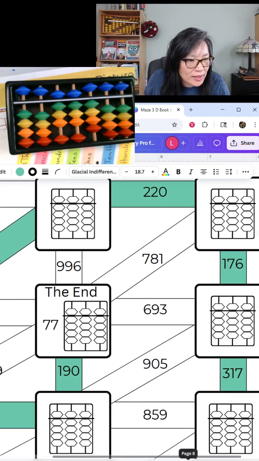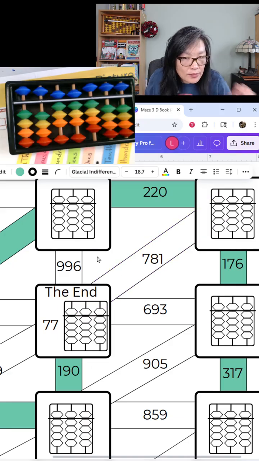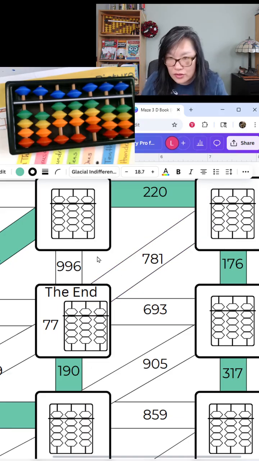How do you do multiplication? Well, Emmanuel, thank you for asking. Here's a question for you. Do you know how to read the abacus? Because it's always a caveat, right? The caveat is, do you know how to read the abacus?